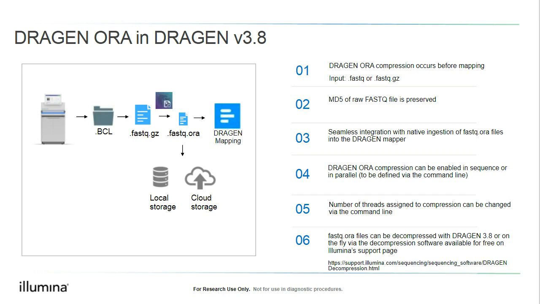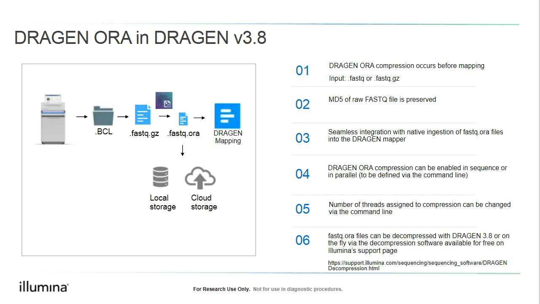So here are the key points that I want to highlight for this compression software. The DRAGEN ORA compression occurs before the mapping step. The input to the compression utility is either a FASTQ file or a FASTQ.gz file. For any compression that we do, we save an MD5 file. There is seamless integration with native ingestion of these FASTQ.ORA files into the DRAGEN mapper. So once you have compressed the files, all the DRAGEN pipelines will be able to ingest this ORA file. You do not have to decompress this file back to .gz to input into the DRAGEN mapper.